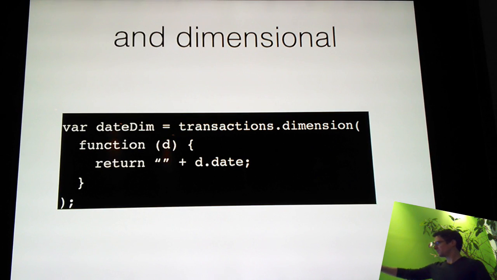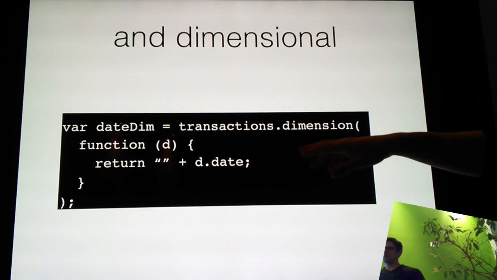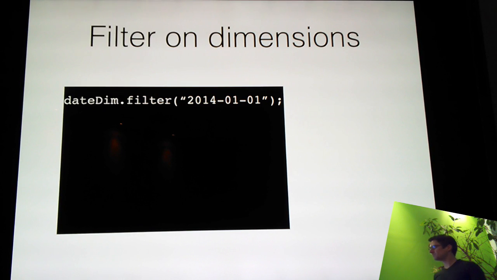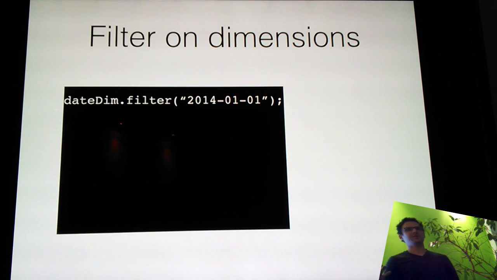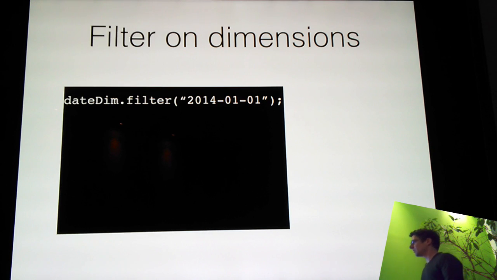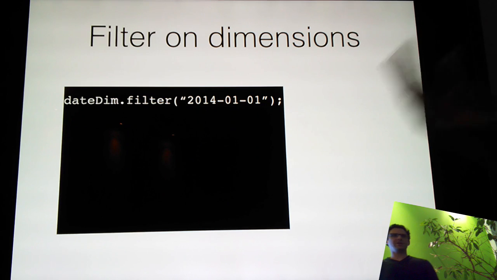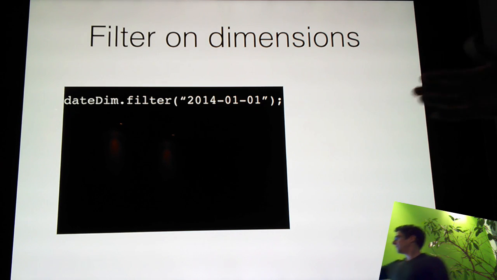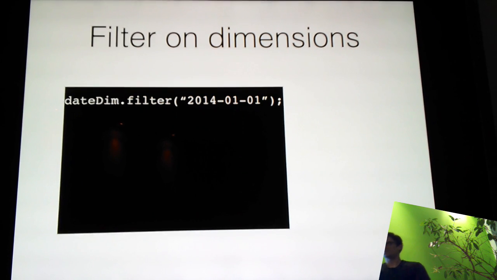Sorry. So in this case, we're defining a dimension based on the date property, but we can do it based on anything, and we'll see a few other examples of that later. So then we can filter on dimensions, which is kind of the point. We can create as many dimensions as we want, so we created one dimension in this case, and we're going to filter on that one dimension. And we're just going to filter to a string.